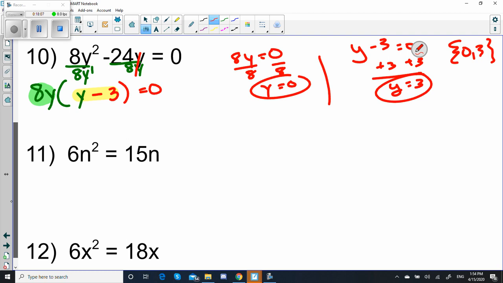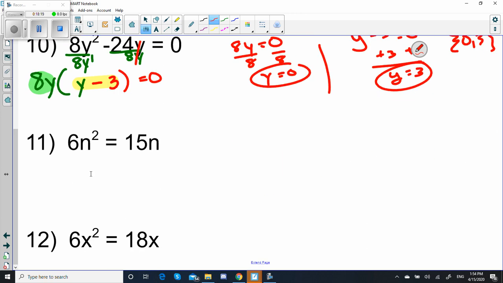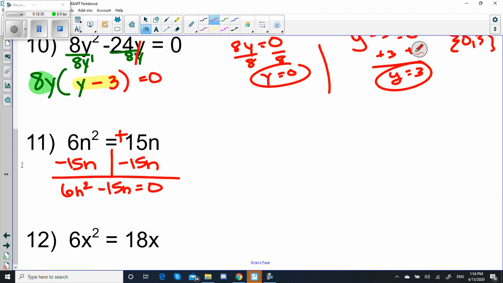All right, so notice on 11 and 12, they look a little different, only because they're not exactly set equal to 0, and they need to be. So I hope you can remember, if we want to move that 15n over to this side of the equation, how do you move a positive 15n? Well, I hope you thought I can minus it on both sides. So now I have the equation 6n squared minus 15n equals 0.